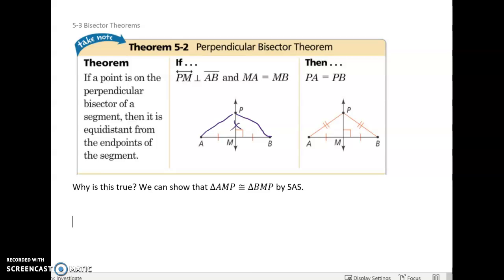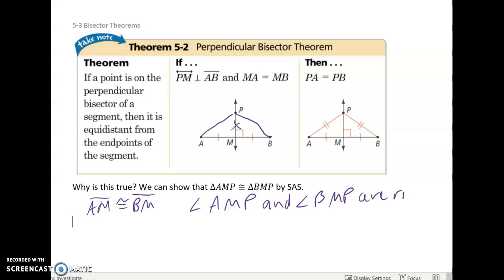Here's why we say side angle side. We can show that side AM is congruent to side BM, right? Because M is the midpoint. We can show that angle AMP and angle BMP are right because it's perpendicular. Therefore, angle AMP is congruent to angle BMP. Okay? So there's our side, there's our angle.